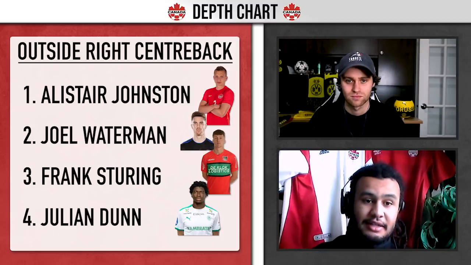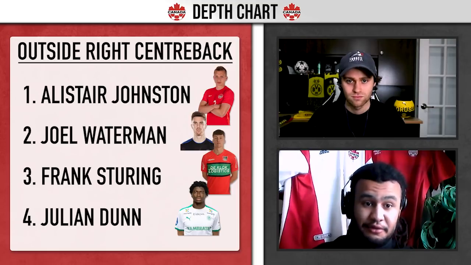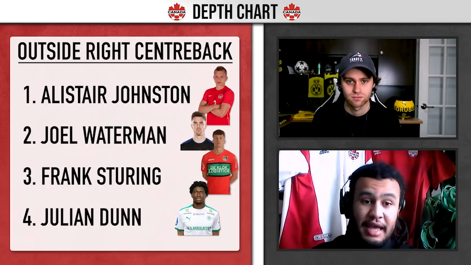But the fourth name on our list is one that I'm kind of bullish on, and that's Julian Dunn. He just completed a very good move to HamKam over in Norway. They just got promoted from the second division. They're going to be in the first division. The Norwegian division is a very, very solid circuit. So I'm really bullish on Julian Dunn. I think in a few months' time, with how the depth is at right center back, if he gets 10, 15 good games in for HamKam, I'd put him number 2 behind Johnston, ahead of Waterman.